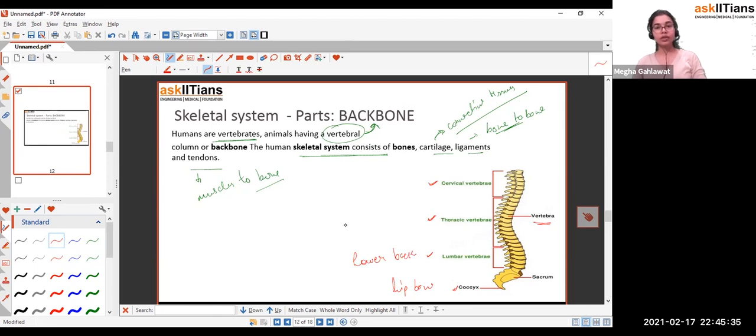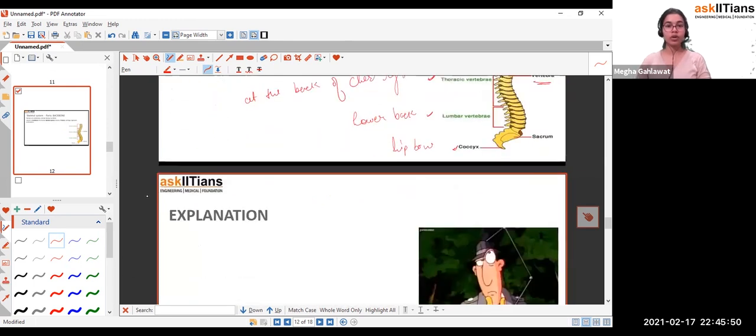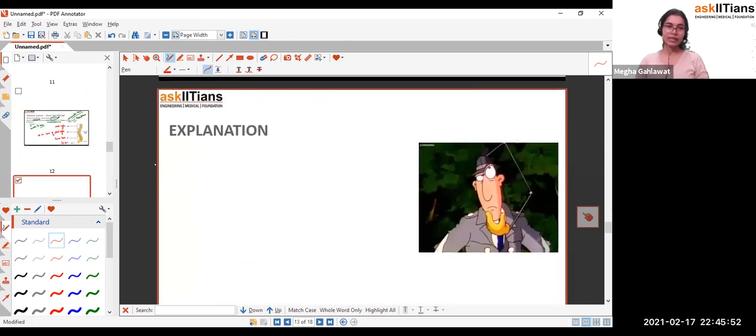And the thoracic vertebra is present in the chest region, at the back of the chest region, basically, right? And then the cervical vertebra is present in the neck region, right? Now, that being said, we'll be moving forward to how exactly these are present.